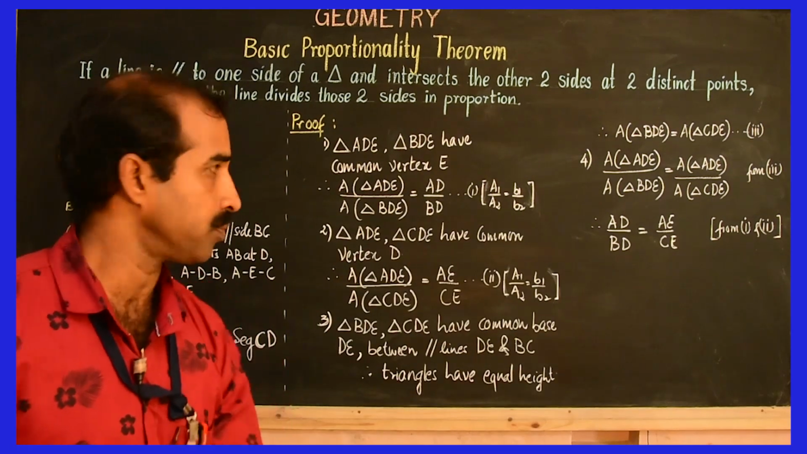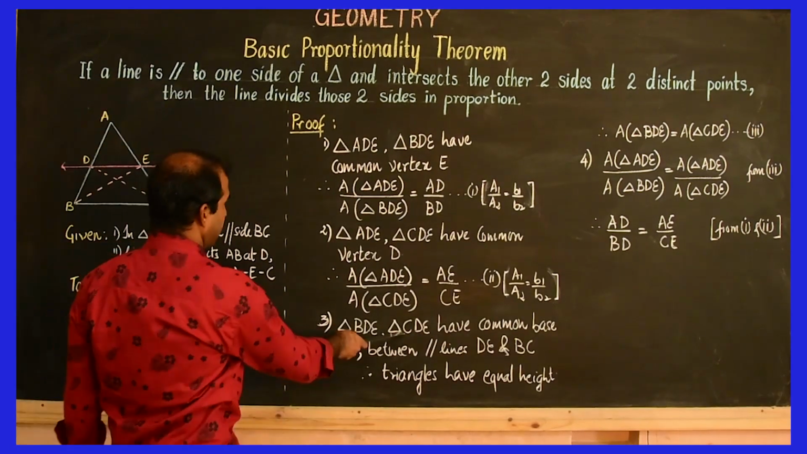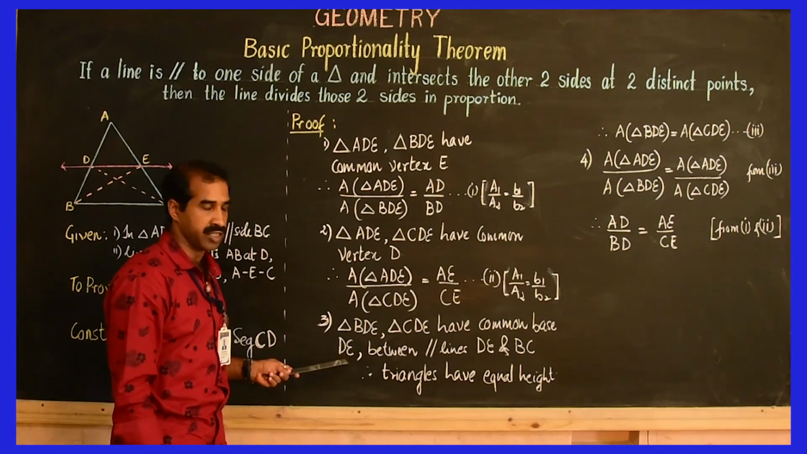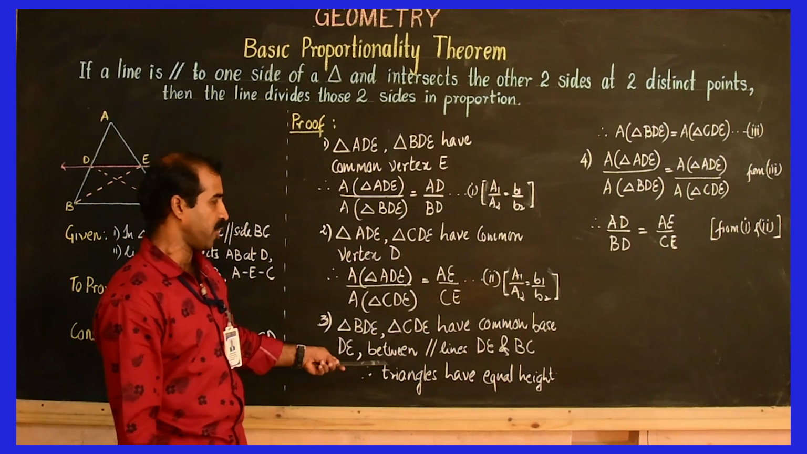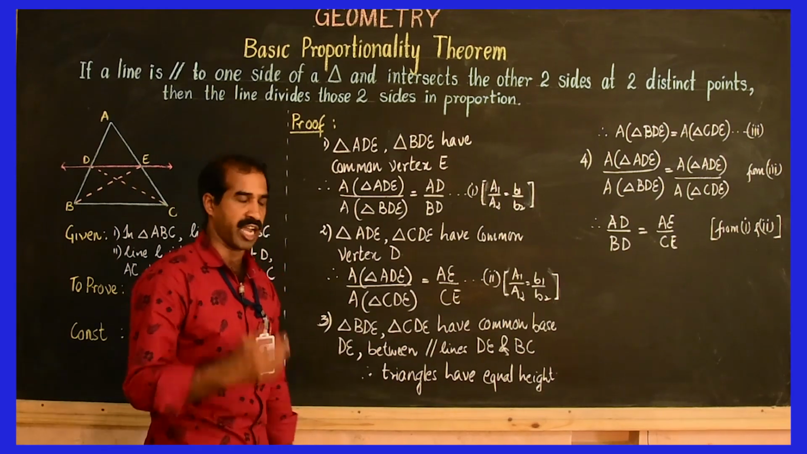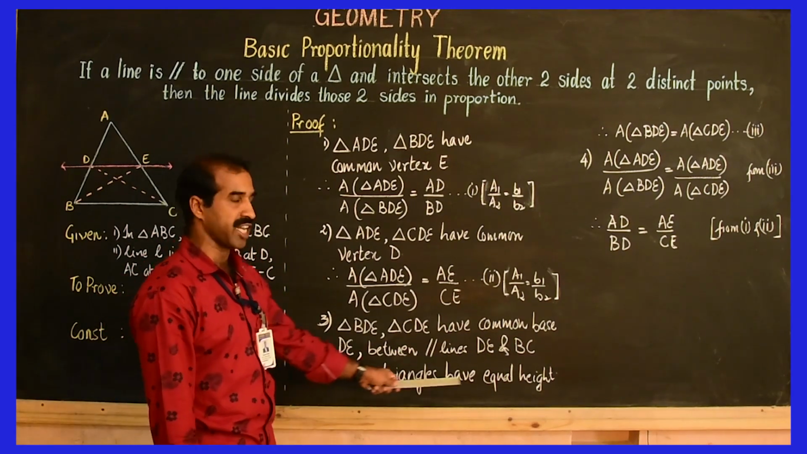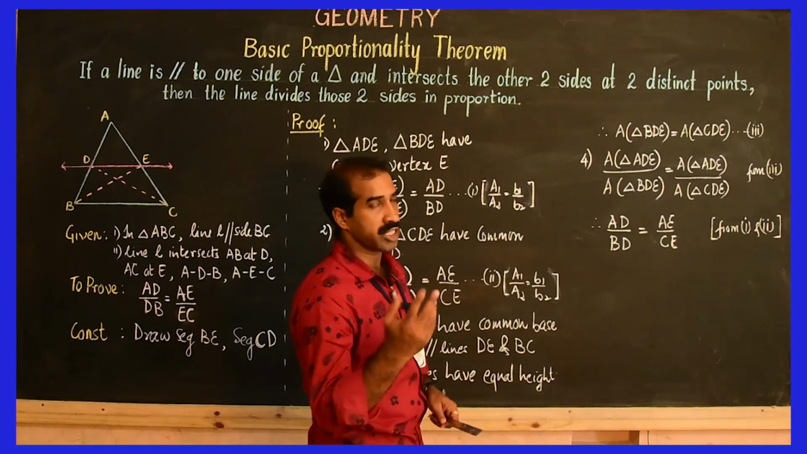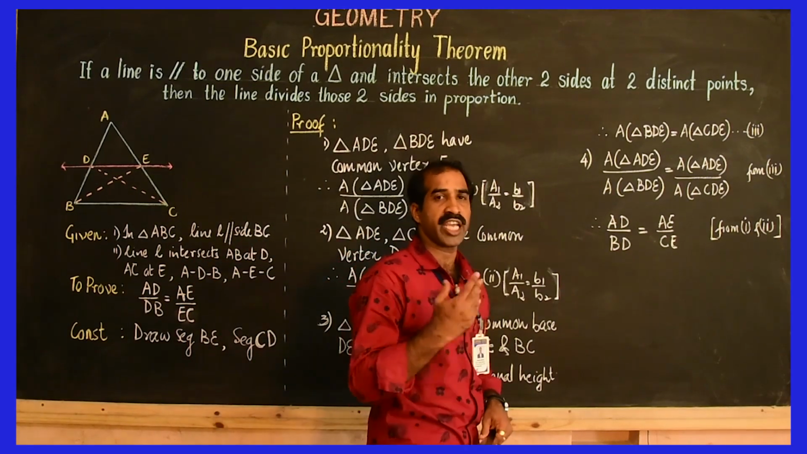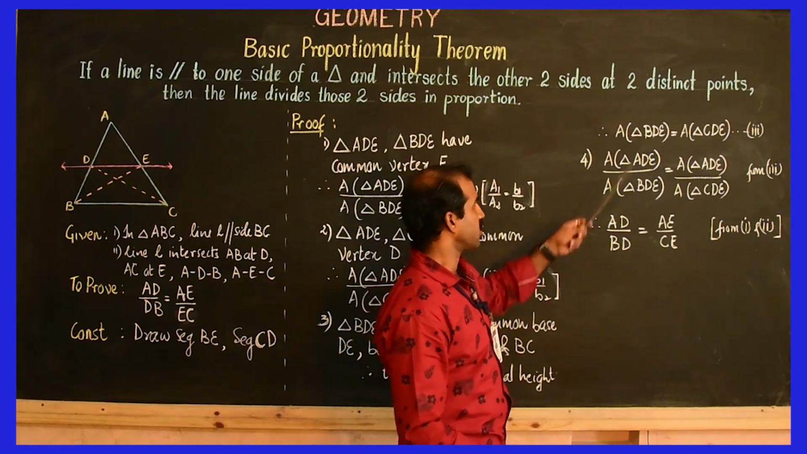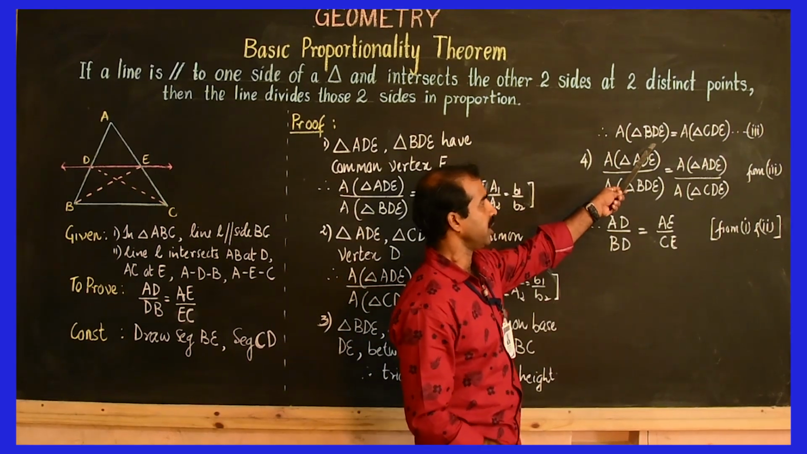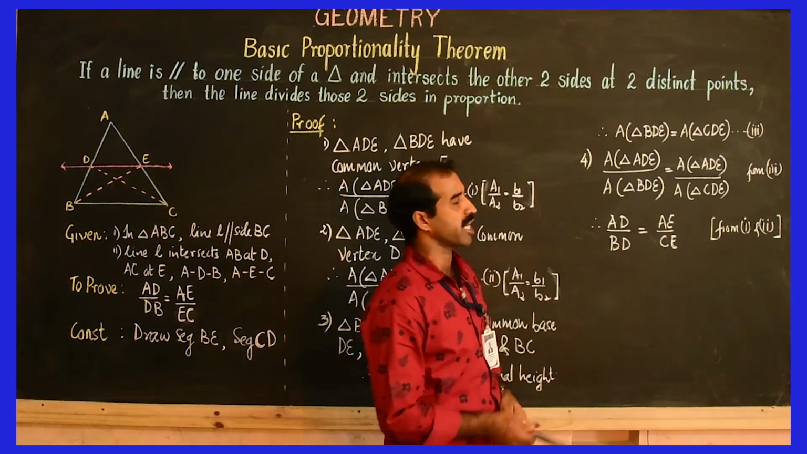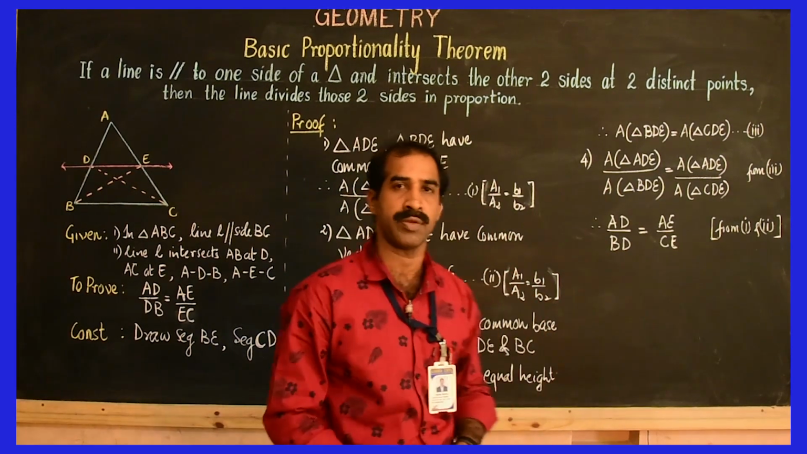So just look at the board. Triangle BDE and triangle CDE have common base DE and these two triangles lie between parallel lines DE and BC. Therefore, the triangles have equal height. So using the next property, we get A1 equal to A2. That is, area of triangle BDE equal to area of triangle CDE. We may consider it as equation number 3.